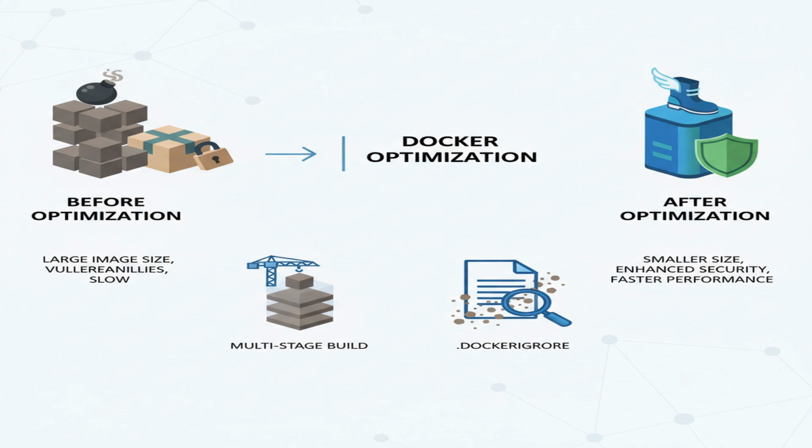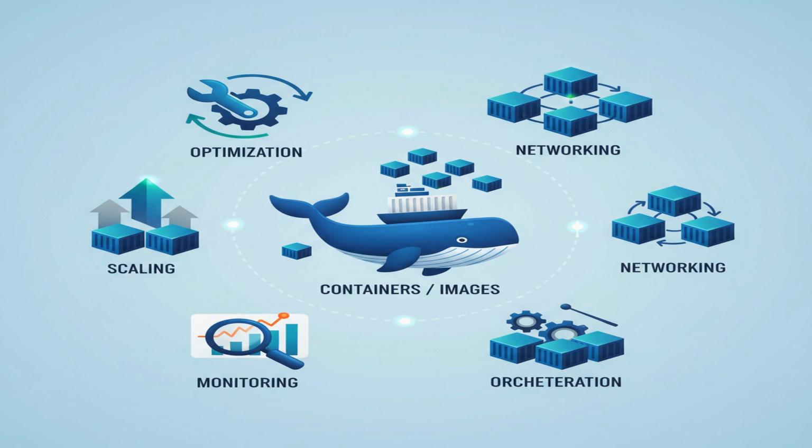Another tip is to use a .dockerignore file to exclude unnecessary files from the build context, further reducing the image size and build time. These optimizations can significantly enhance the performance and security of your Dockerized applications. It's like tidying up your workspace to ensure everything runs smoothly and efficiently.